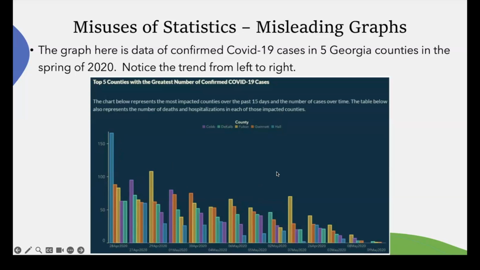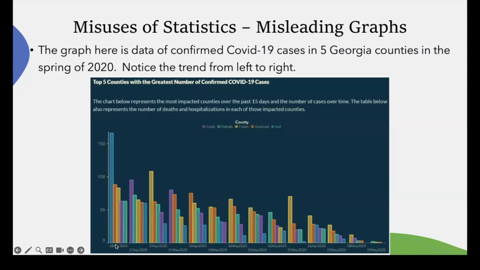But if you look a little bit more closely, the horizontal axis is not chronological. It has dates, but the dates are not in order. So what you see here is the 28th of April, 27th of April. Then you see the 29th of April, May 1st. Then you see April 30th. Then you see May 4th, May 6th, May 5th, May 2nd. So this is not going in a chronological order at all.